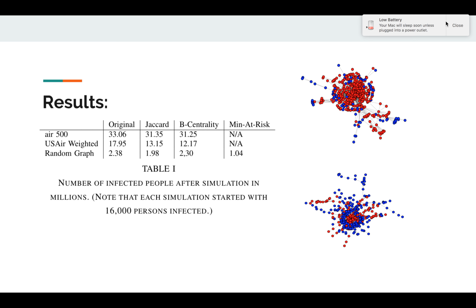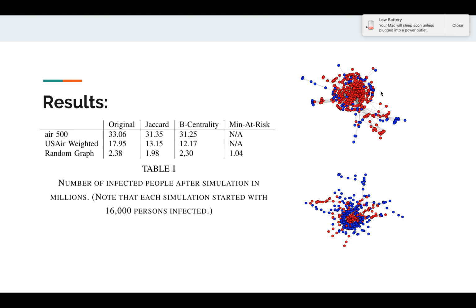As you can see from the table, removing edges by their Jaccard index and betweenness centrality value did indeed reduce the number of infected people, but in the random graph, the min-at-risk algorithm proved to be the most promising, and unfortunately it took too long to run on the AIR 500 dataset and the US AIR dataset.